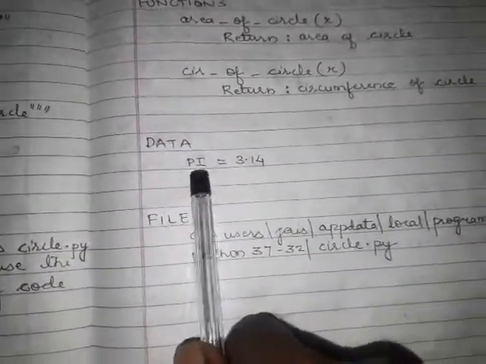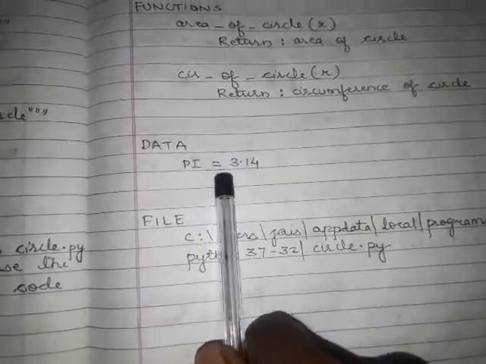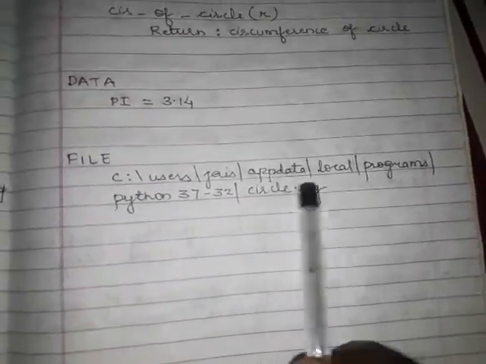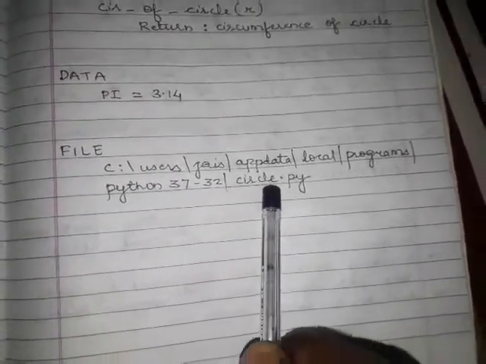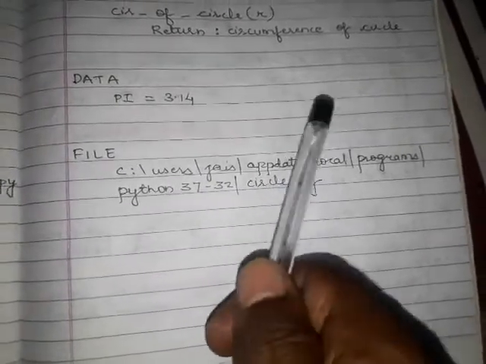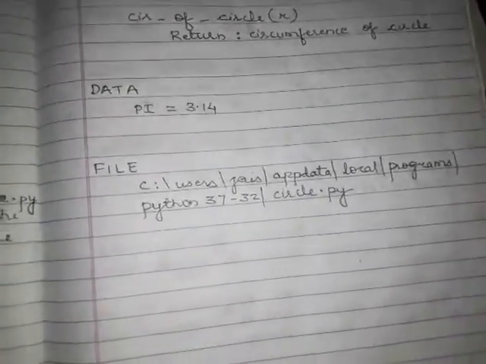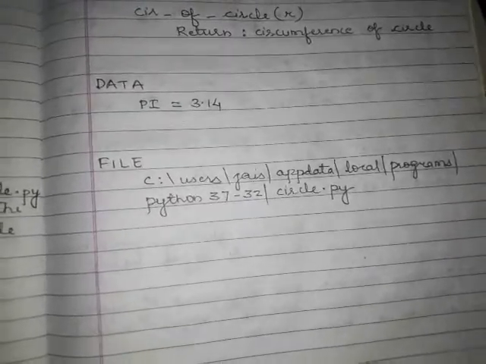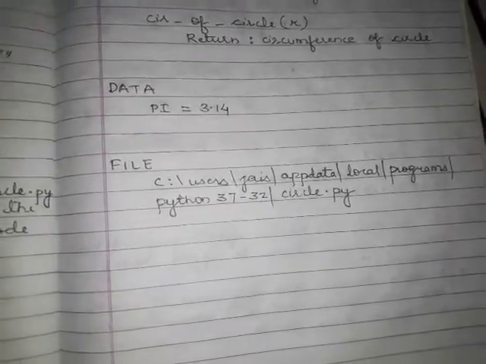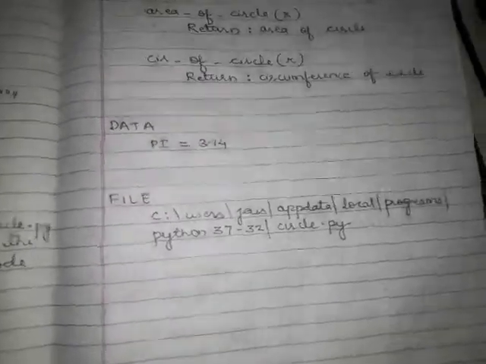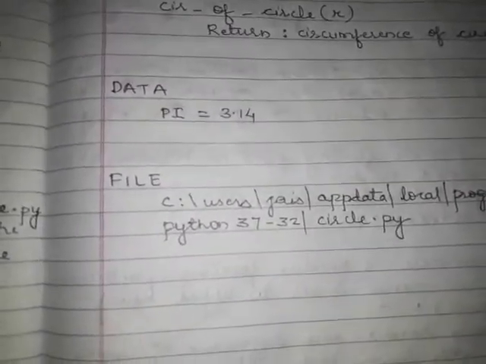Now in the data section, the constants are given: pi, whose value is 3.14, and in the file, the location of the file. This is the total actual path of the file where this module is saved, C user app data local programs python 3732 circle.py. This is the name of the module. So this is the way to create a module. You can use it the same as a standard library module.